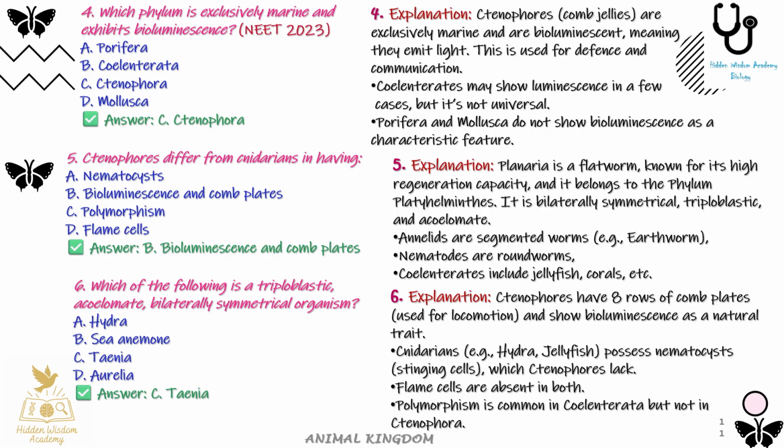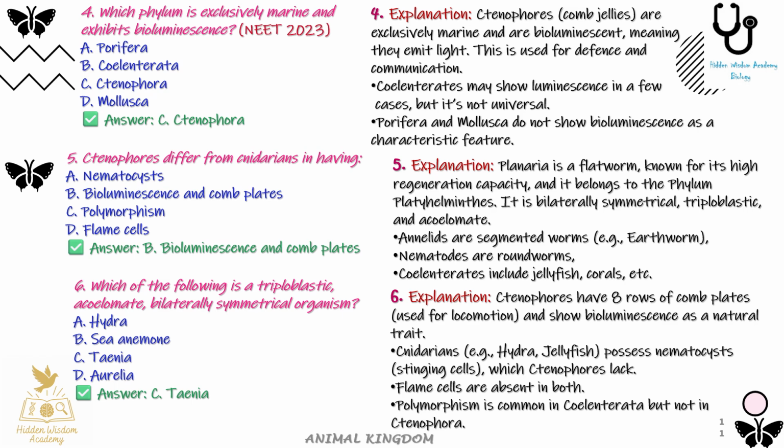Question 5. Ctenophores differ from cnidarians in having: Option A, nematocysts. Option B, bioluminescence and comb plates. Option C, polymorphism. Option D, flame cells.